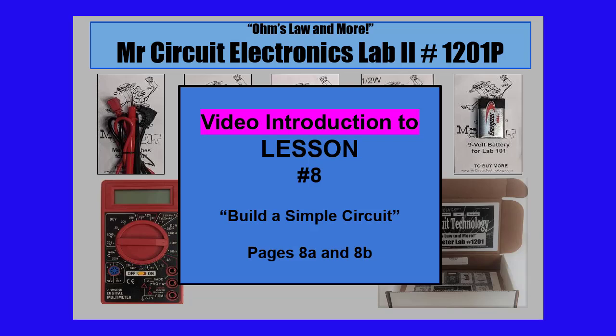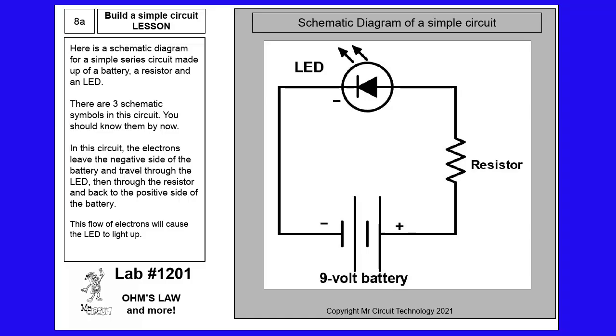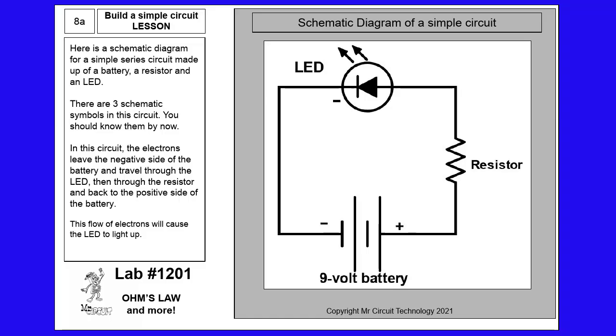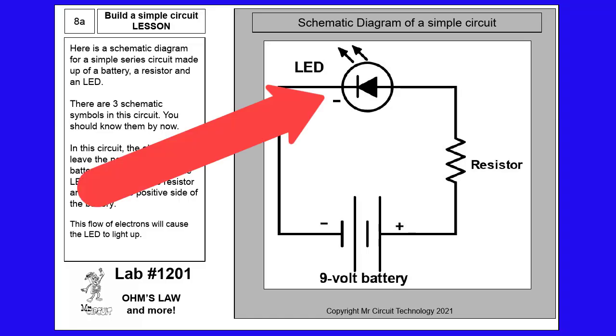This is a video presentation for Lesson 8, Build a Simple Circuit, in the Mr. Circuit Lab 2. In electronics, when we say circuit, we mean where electrons are flowing and hopefully serving a purpose. Electron flow can cause heat, light, electromagnetic waves, and so forth. We're going to talk about a circuit that will cause an LED to light up.